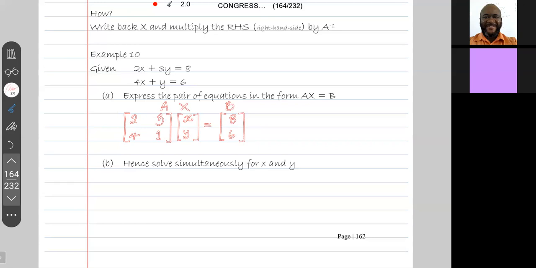In other words, we're going to solve the matrix equation to determine the elements of the matrix X, and the elements of matrix X are x and y. So my objective is to determine x and y. Guys, remember, to solve a matrix equation of the form AX is equal to B, we simply write back the matrix X on the left-hand side and multiply the matrix B on the right-hand side by A inverse.